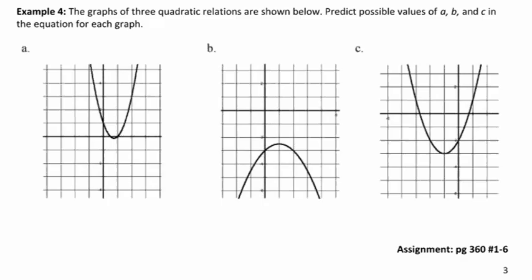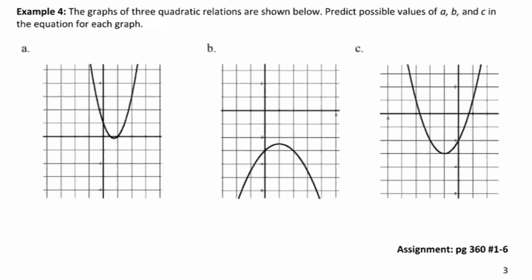Now, example 4: the graphs of 3 quadratic relations are shown below. We need to predict possible values of A, B, and C in the equation for each graph. So it's not that we are necessarily going to be dead on for all of these, but based on what we know about how each of those values, A, B, and C, affect our graphs, we can try to pick relatively close values for each.